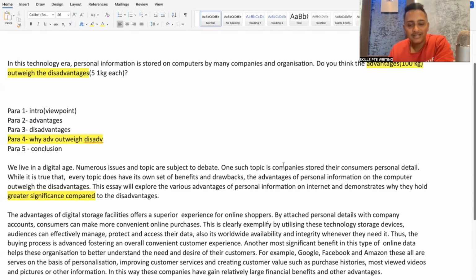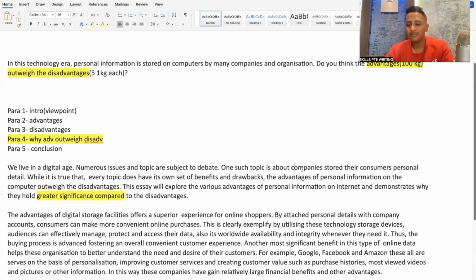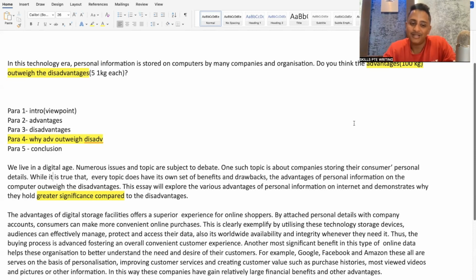One such topic is companies stored. You cannot write like this. One such topic is about companies storing their consumers' personal details. While it is true that every topic does have its own set of benefits and drawbacks, the advantages of personal information on the computer outweigh the disadvantages.